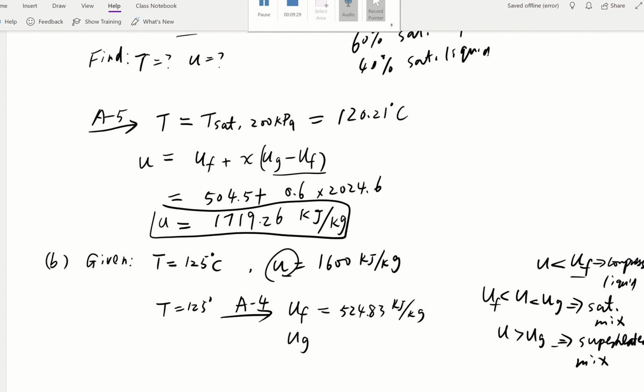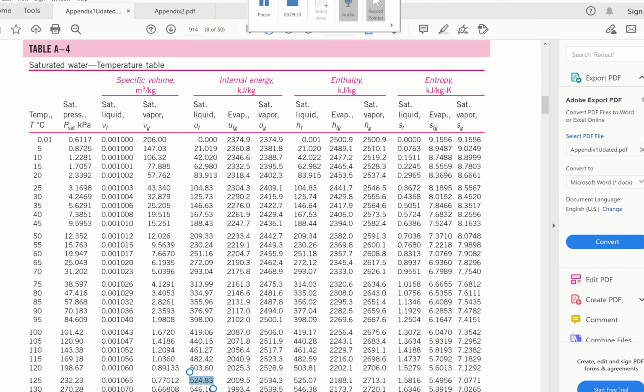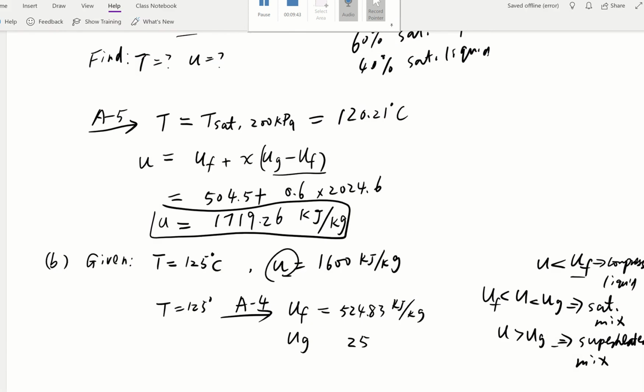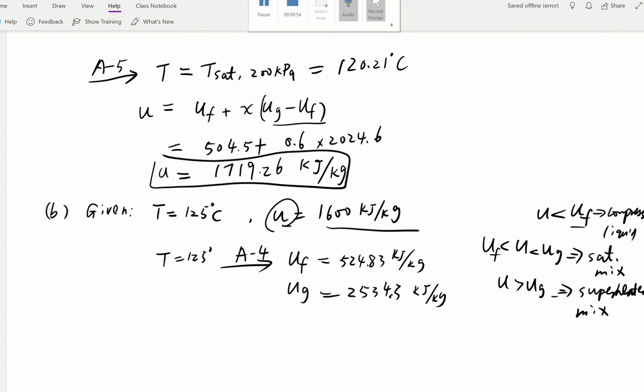That doesn't say too much. We have to compare it to Ug. So go back to the same table, 125, look at the Ug. Our Ug is 2534.3. Okay, so now we can compare our U. Our given U is 1600. And we realize something very interesting: our U is in between Uf and Ug.